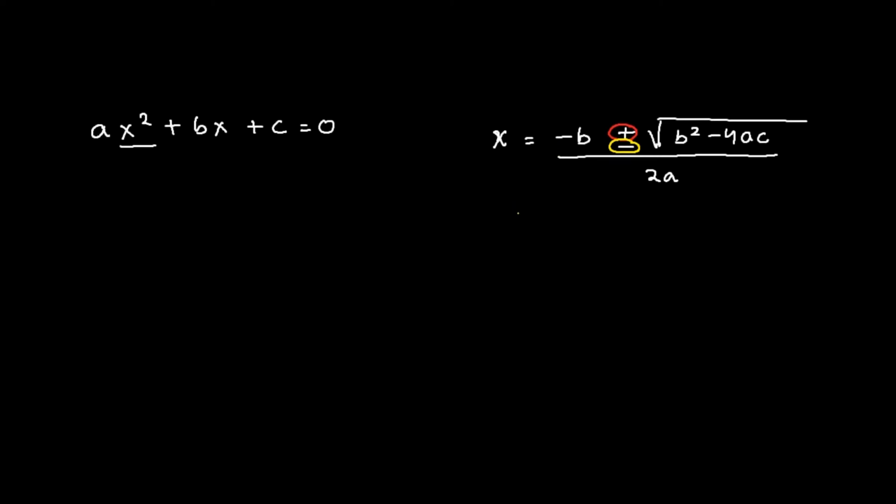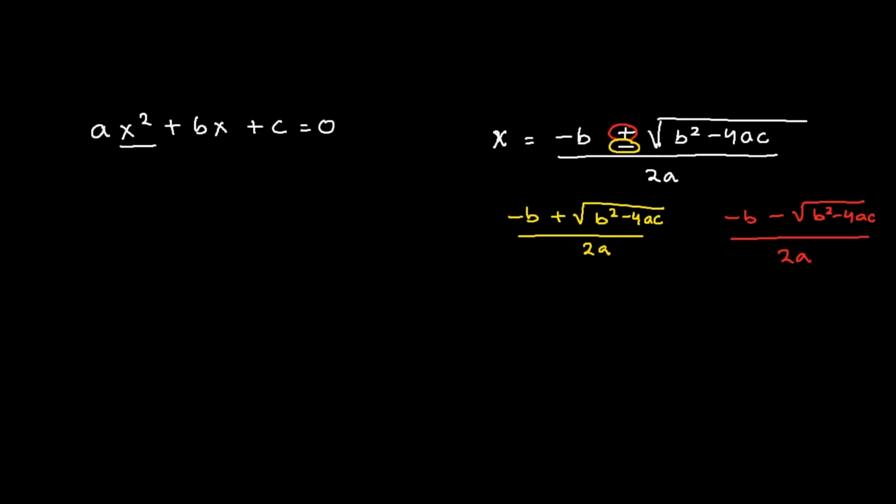So we can write it as (-b + √(b² - 4ac)) / 2a as one root, and the other root can be given as (-b - √(b² - 4ac)) / 2a. So in this video I will be taking you through how you obtain these two roots. Given this quadratic equation, we will use the method of completing the square form.